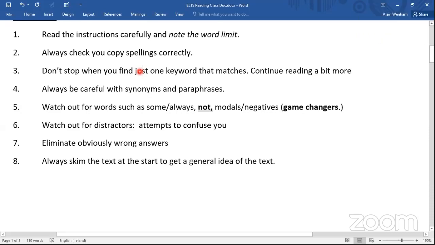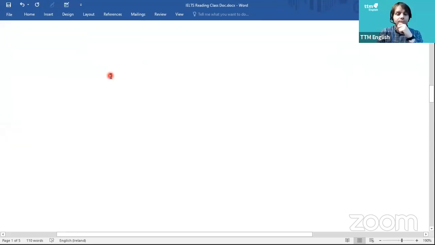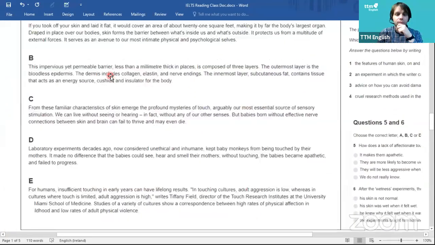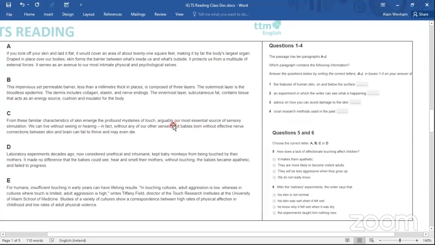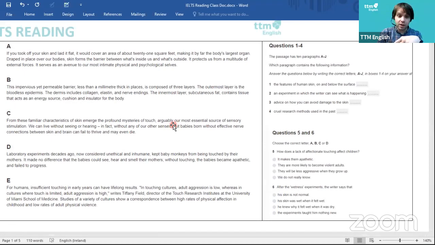Don't stop when you find just one keyword that matches. Continue, read a bit more. Yes, what does that mean? Sometimes we find a keyword in one sentence, but in the sentence before, there can be some kind of idea about changing your answer or a negative thing. So before it or after it, right? After it. Let me make sure that's clear to everyone else.